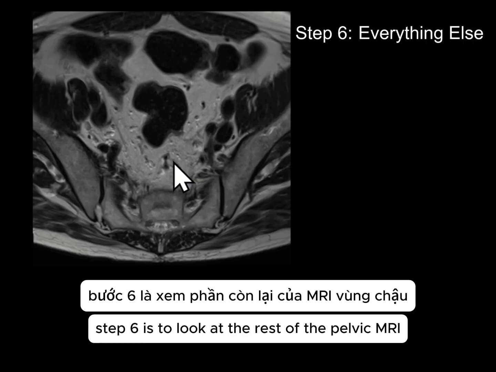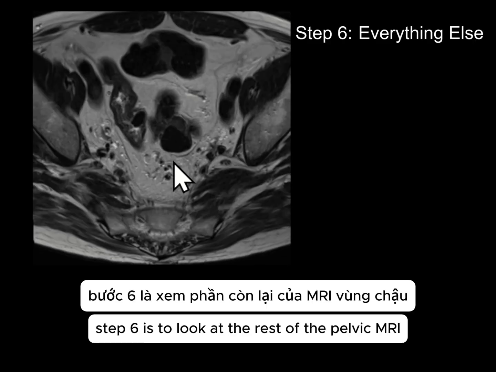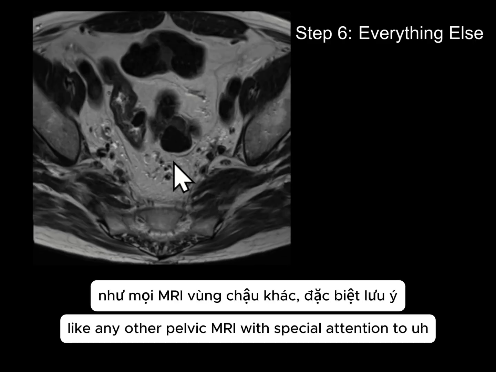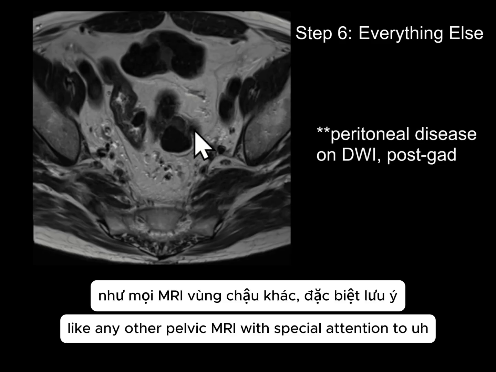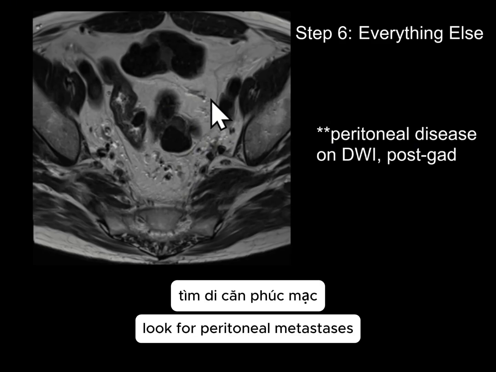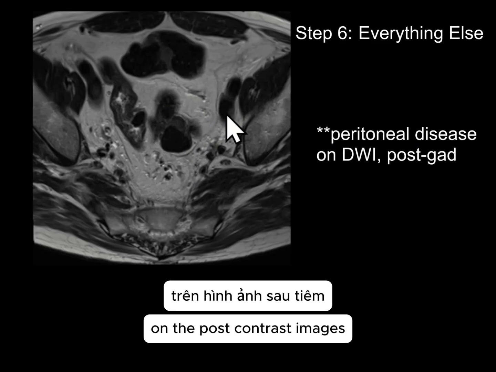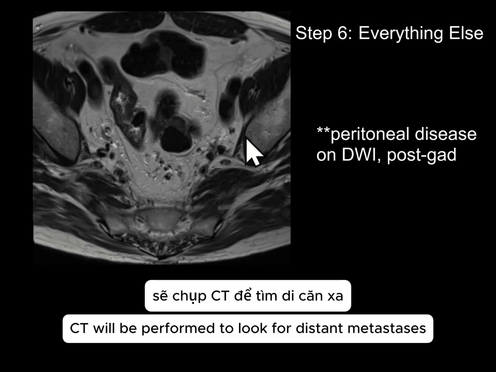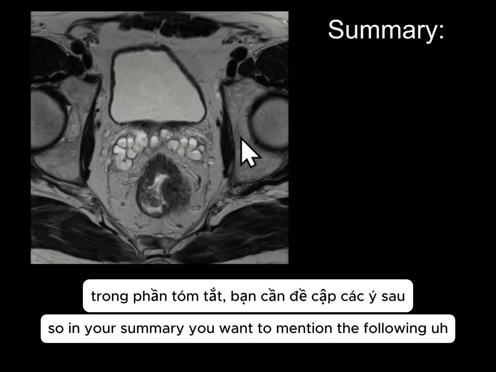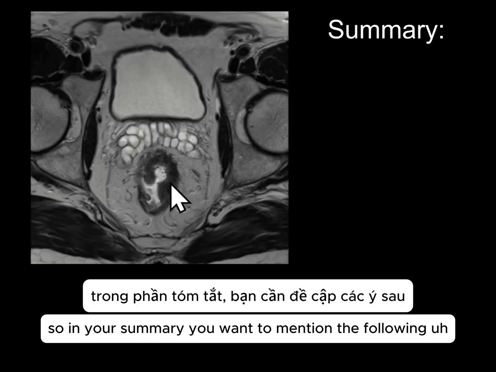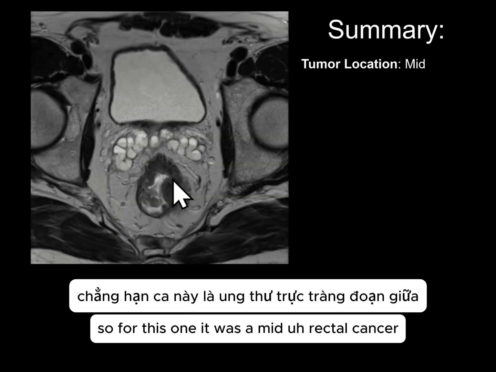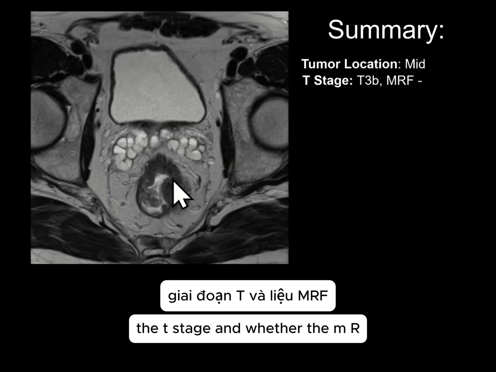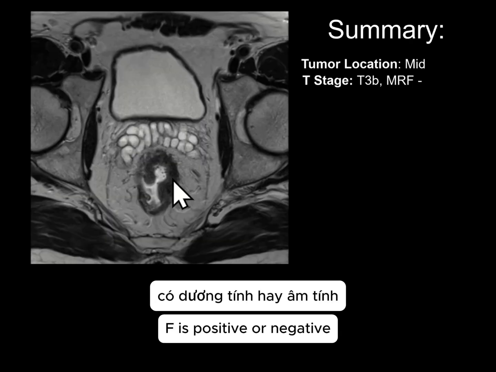Okay, and then step 6 is to look at the rest of the pelvic MRI like any other pelvic MRI, with special attention to look for peritoneal metastases on the post-contrast images and diffusion-weighted images. Of course, CT will be performed to look for distant metastases as well. So in your summary, you want to mention the following: the tumor location. So for this one, it was a mid-rectal cancer. The T stage and whether the MRF is positive or negative.